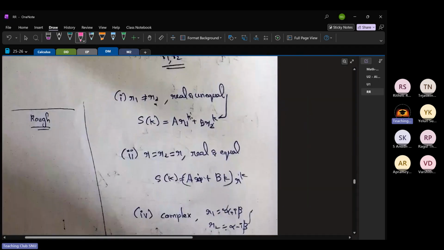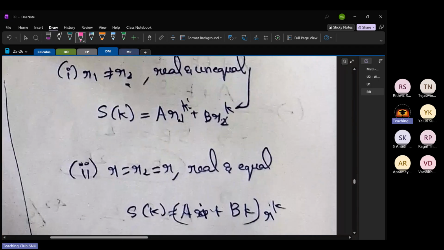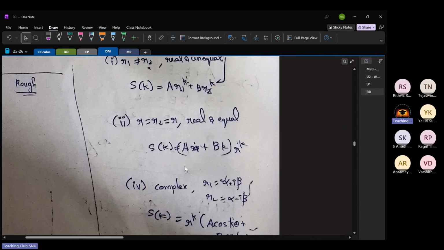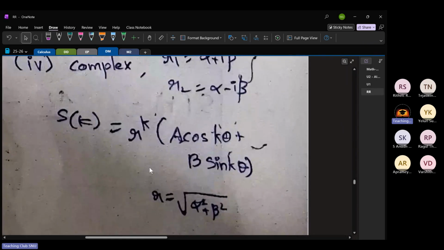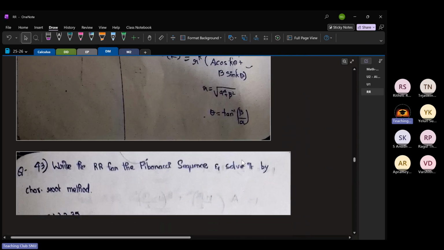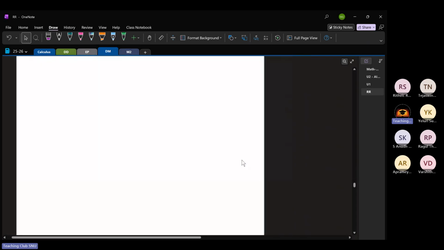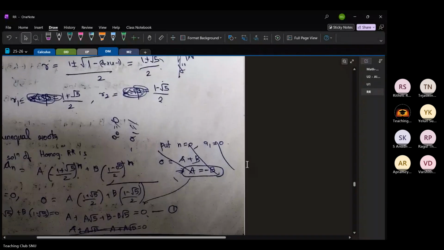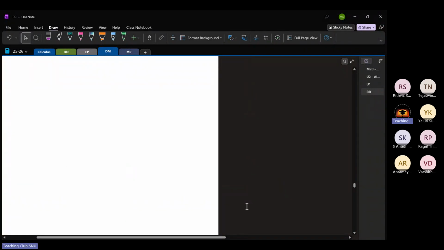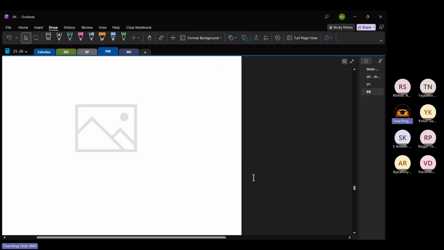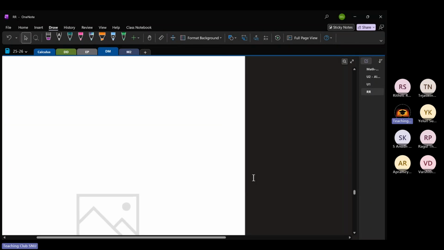Real and unequal roots, it's just a r1 power k plus b r2 power k. Real and equal roots, it's just a plus bk into r power k. And for complex roots, you find the value of theta and r, then put it in this equation: r power k, a cos theta k plus b sin theta k. Getting it? So I think that should do for the characteristic root method. Nothing else is here. You don't have the non-homogeneous case also.